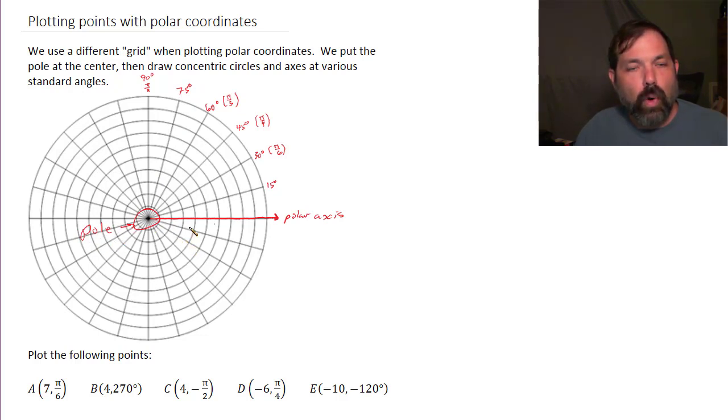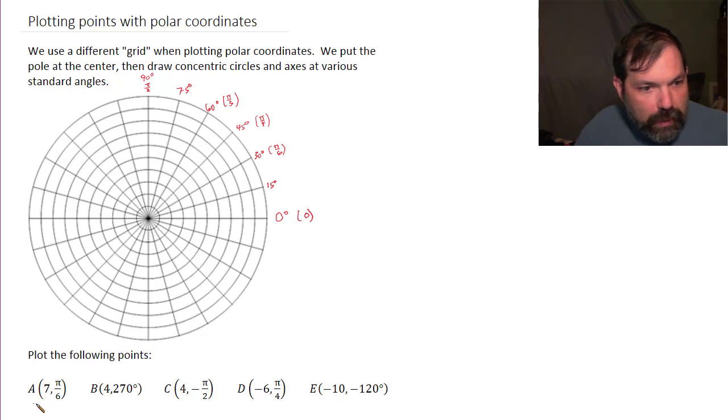Alright, so we have the pole, we have the polar axis. I'm going to go ahead and erase my writing here for the pole and the polar axis. And again, the polar axis we can think of as 0 degrees, or 0 if we're thinking about radian measure. So now let's plot some points.